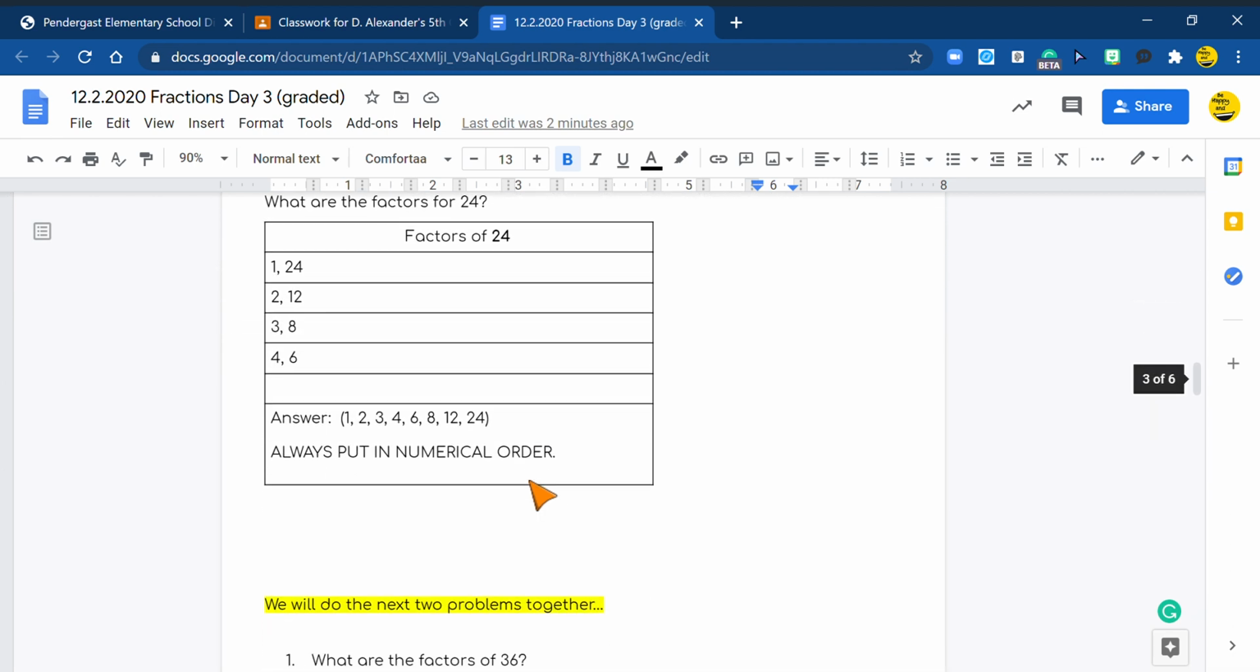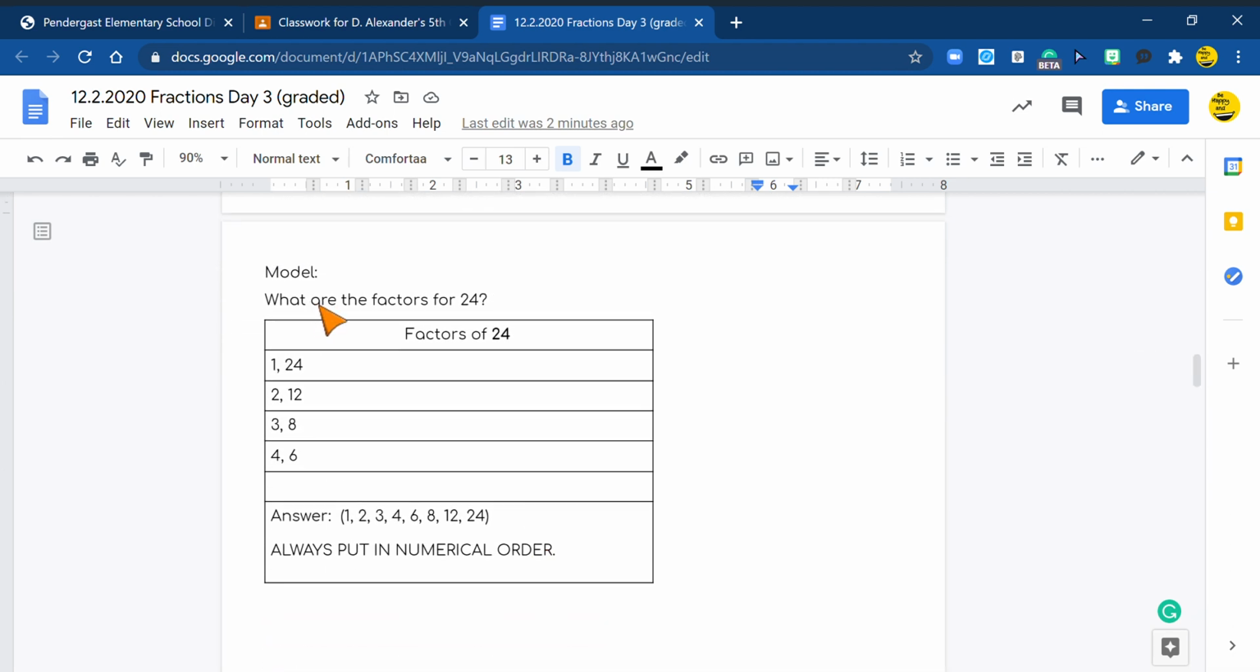So let's go look at our model problem. I know we did this yesterday, but I'm going to change it up just a bit. Instead of saying 1 comma 24, we're going to say 1 times 24 equals 24. And then here, we're going to do 2 times 12 equals 24. So what we're pretty much doing when we're factoring, you guys, is we know the product, so we know our answer. We've got to find the factors that make our product true.